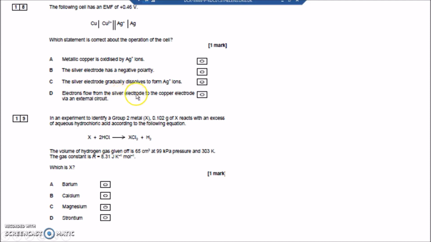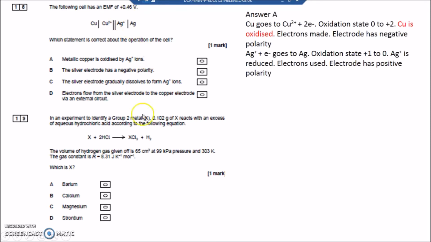Electrons flow from the silver electrode to the copper electrode via an external circuit. Now Cu goes to form Cu2+. In that process it loses 2 electrons, which would pass around to the other electrode that needs the electrons for Ag+, to accept them to turn into Ag. Your answer is A all the way.